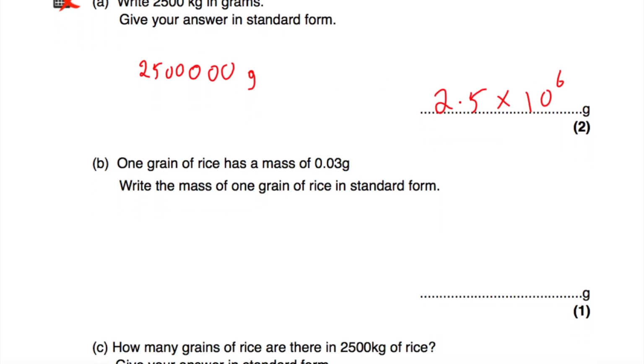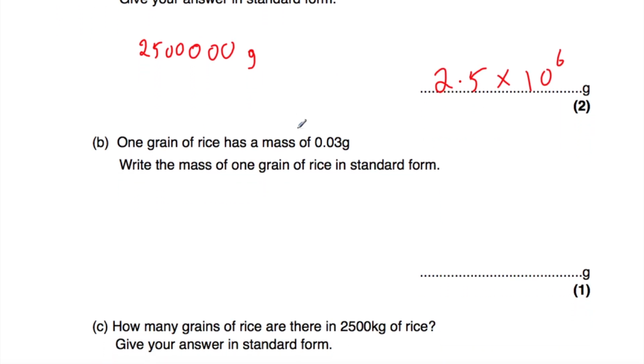Okay, and then part B. Part B says that 1 grain of rice has got a mass of 0.03 grams. And we've been asked to write the mass of 1 grain of rice in standard form. So we want to write this number in standard form.